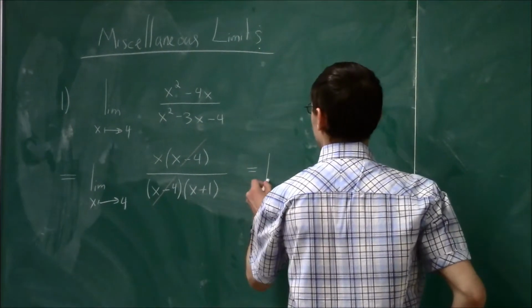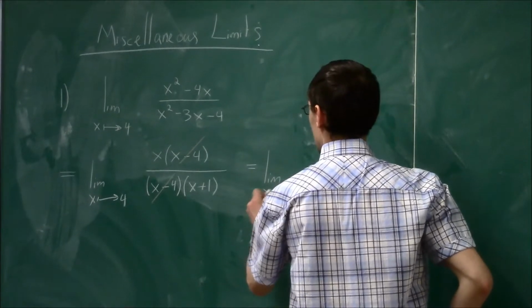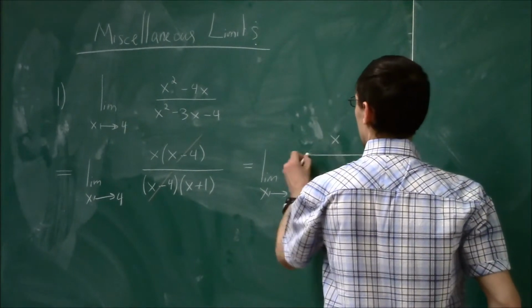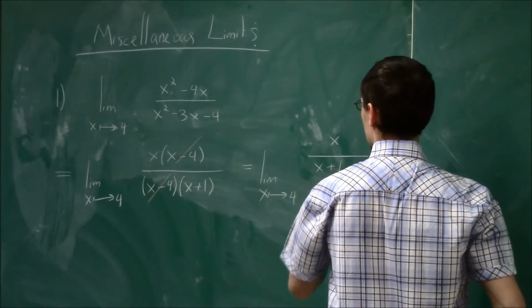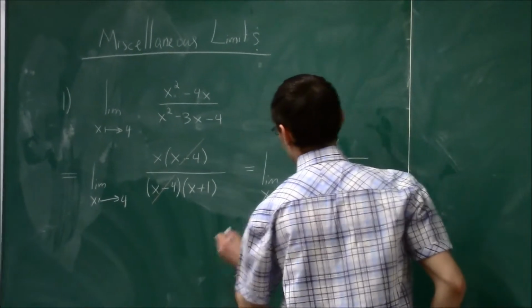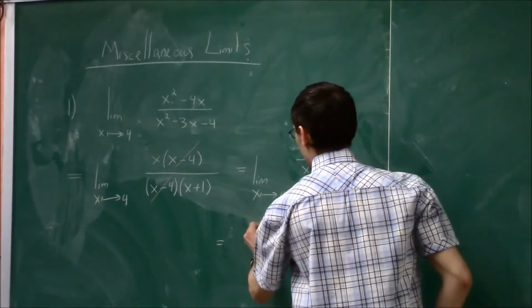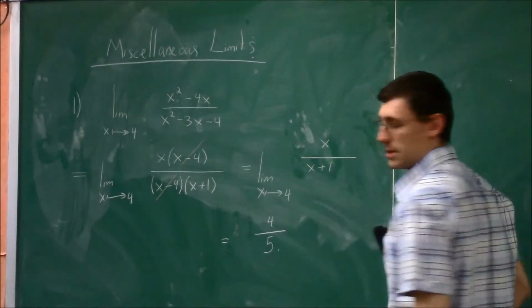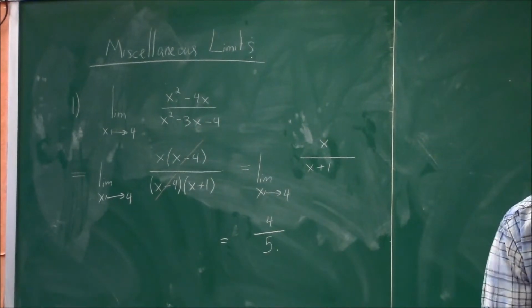And we get the limit as x goes to 4 of x over x plus 1. This is an easy limit. We just have 4 divided by 5. And the problem is done. Second problem.